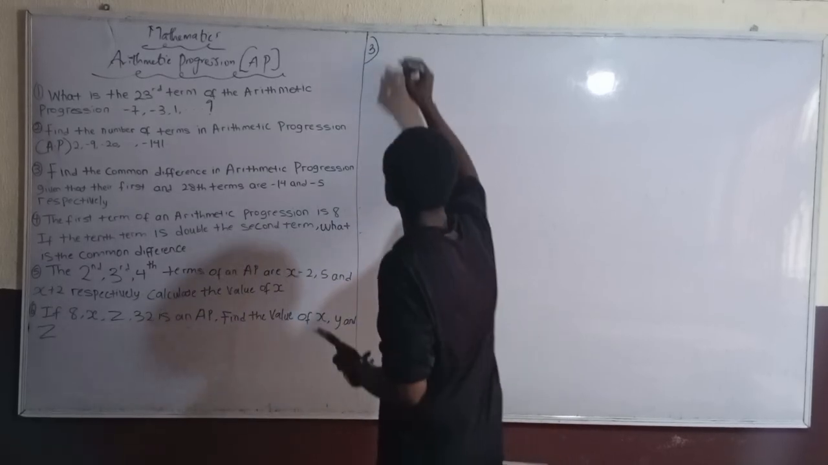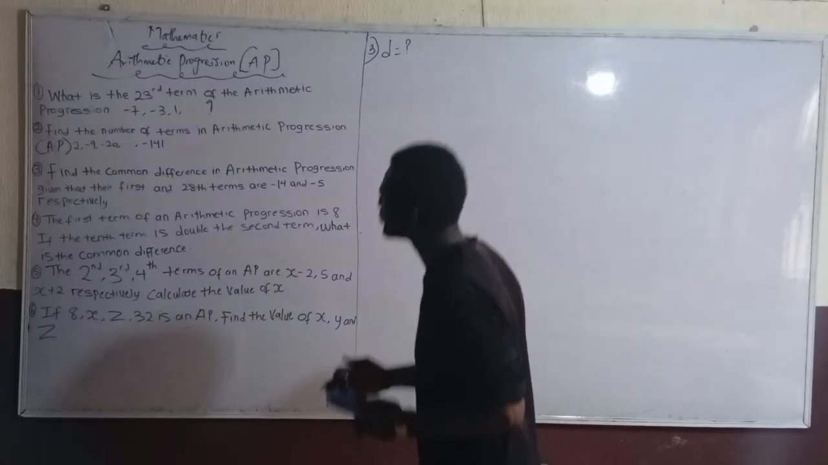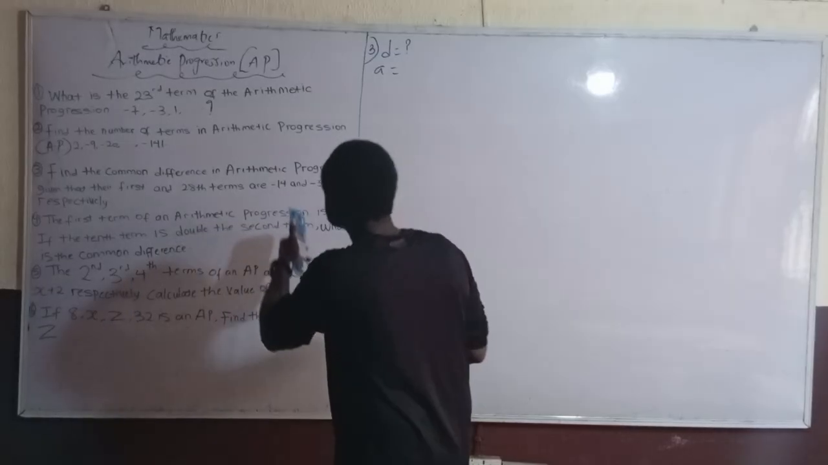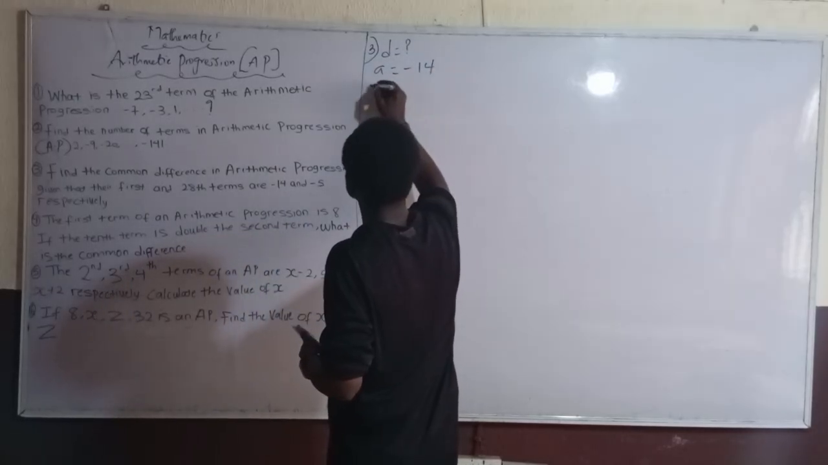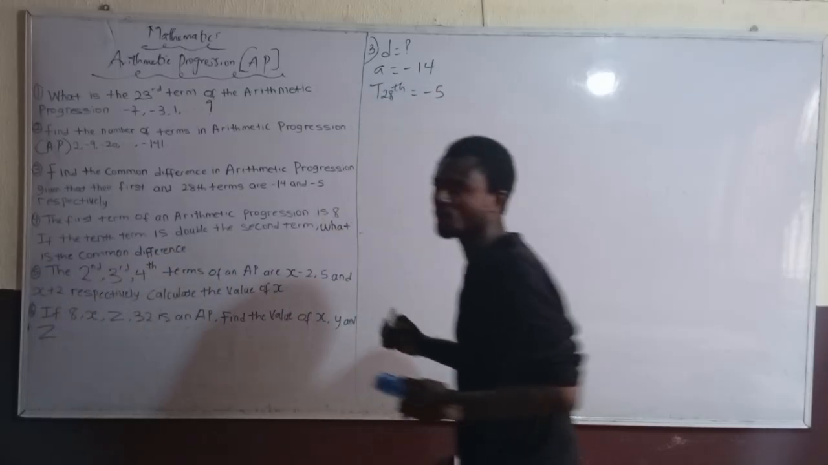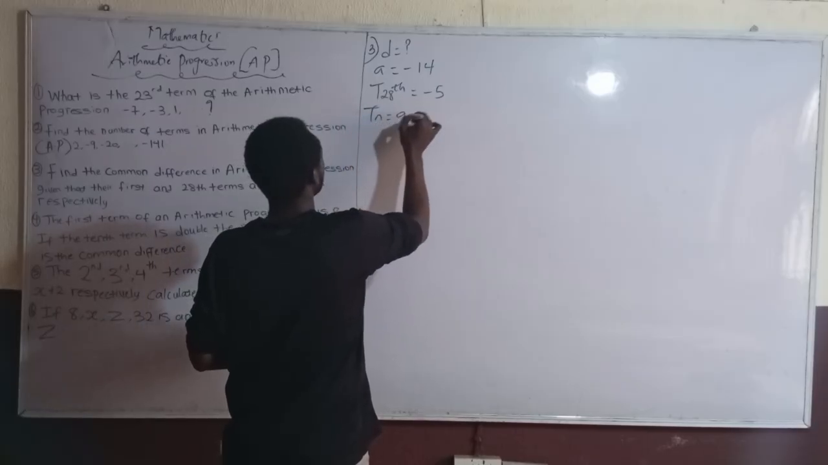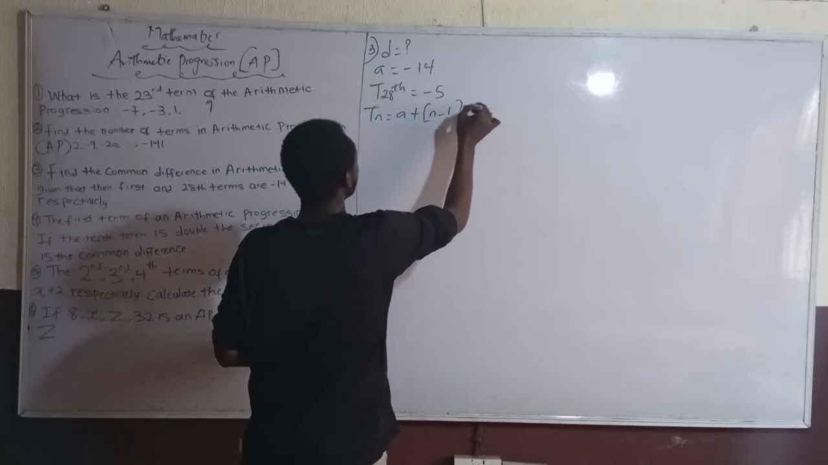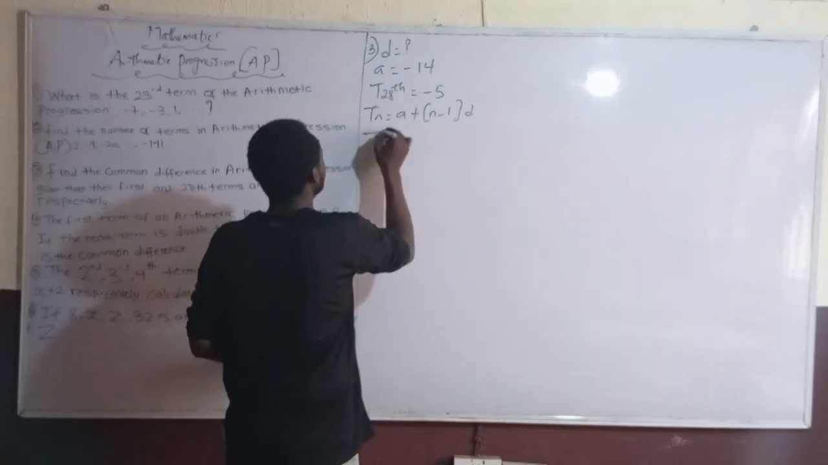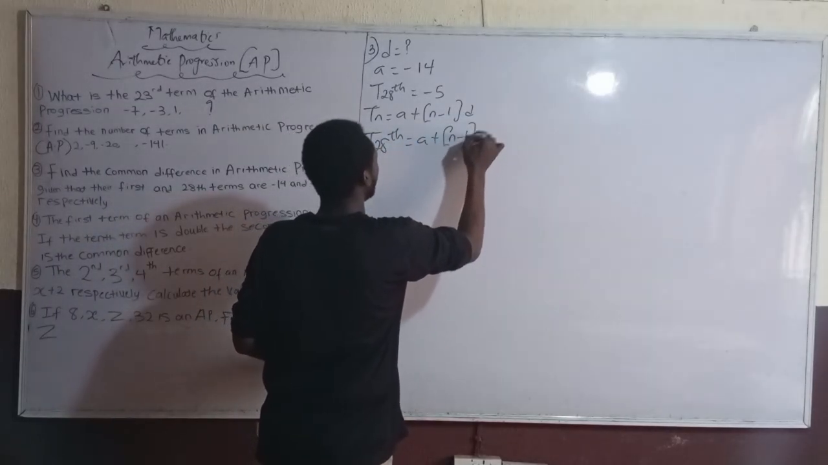Find the common difference, that is d, in the arithmetic progression, given that the first term is minus 14 and the 28th term is minus 5. I'm looking for the common difference. My formula still remains what? Tn equals A plus n minus 1 d. Now here, I'm working with T28, which means that T28 equals A plus (n minus 1) d.